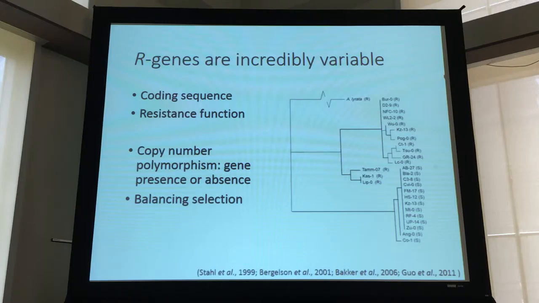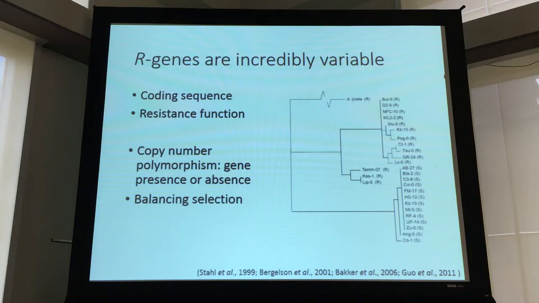Okay, so R genes are really interesting to evolutionary biologists because they're incredibly variable. They're variable in terms of their coding sequence, and they're also variable in some less intuitive ways. So they're variable in terms of their resistance function. So this is a phylogeny for the R gene RPM1. And there's two distinct clades of alleles, one of which is resistant to the pathogen that RPM1 recognizes, one of which is susceptible. They're also variable in terms of copy number polymorphism.